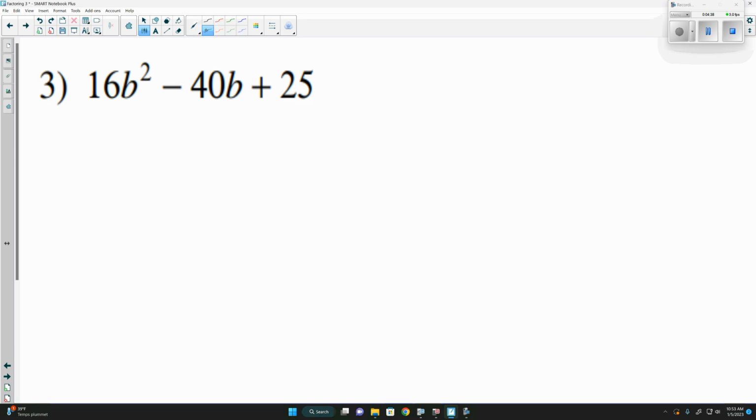So the next one we have is 16b squared minus 40b plus 25. Is there a greatest common factor? No, 16 and 40 do, but 25 does not. So 2 sets of parentheses with 3 spaces. Now we find the sign. So we look at the third term. If the third term is positive, the signs are the same and they match the sign of the middle term. If the third term is negative, our signs are opposite. So here the signs are going to be the same, and they're both negative.